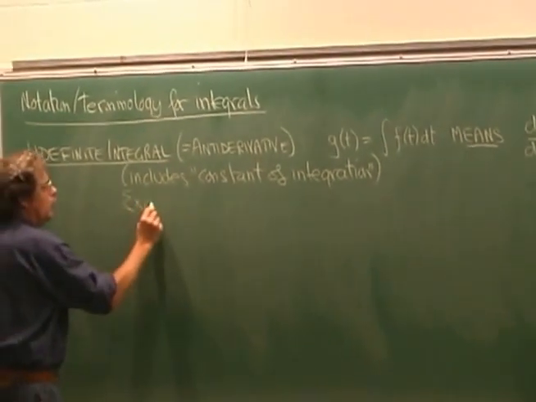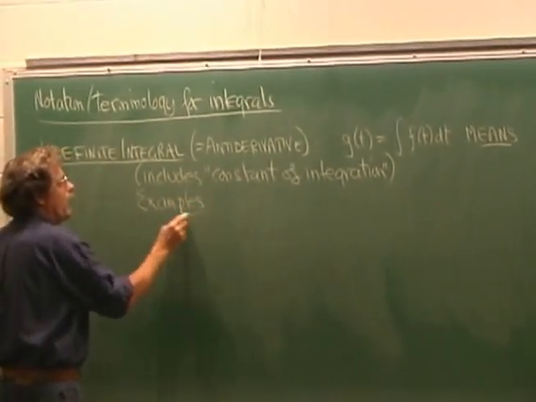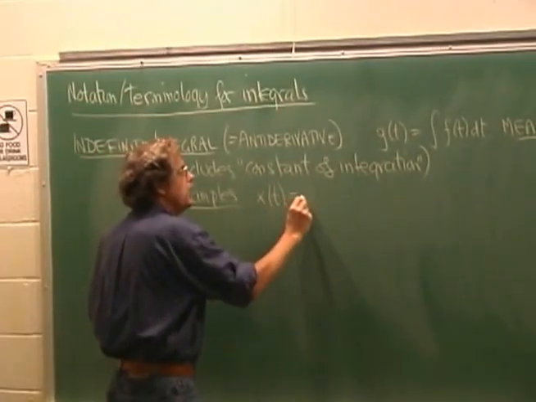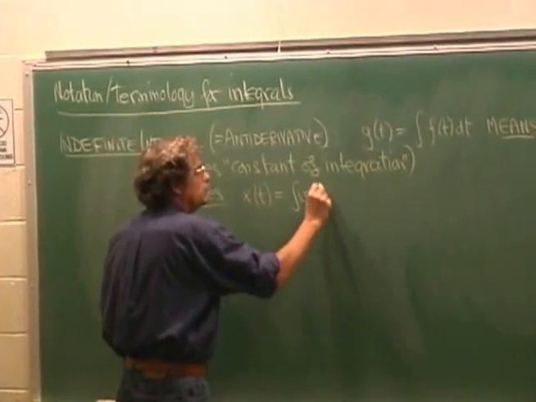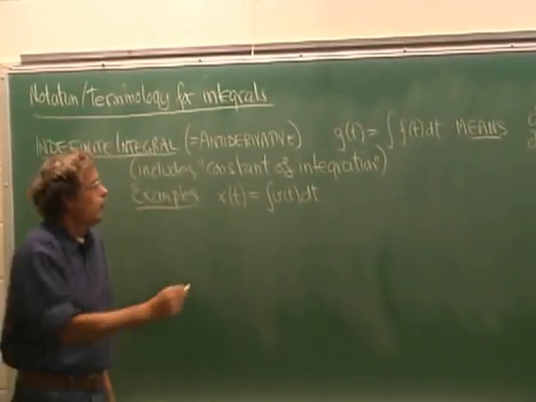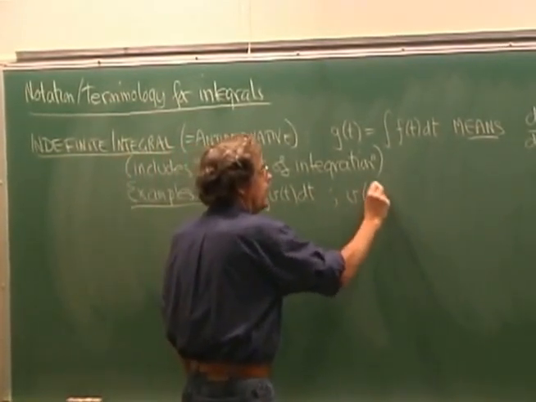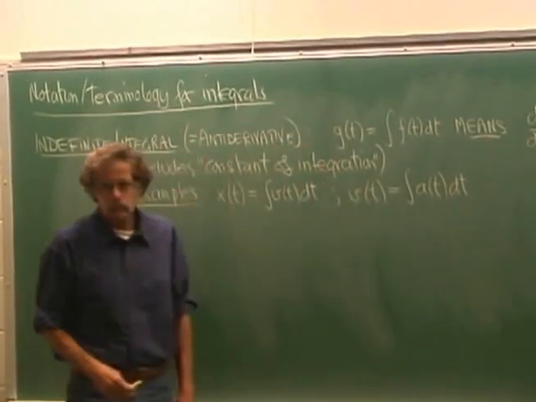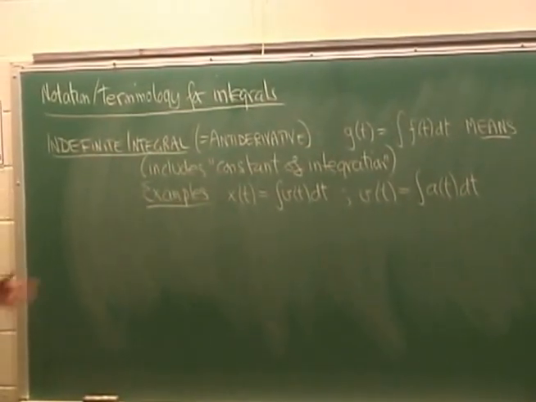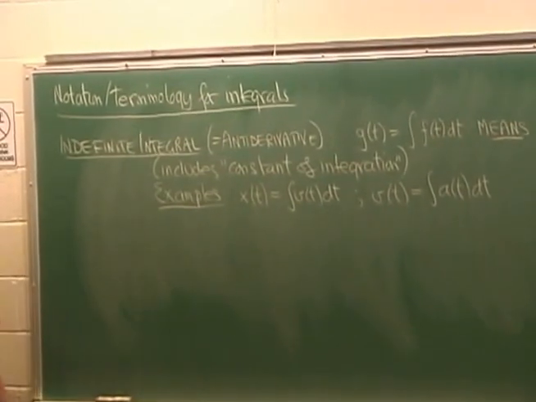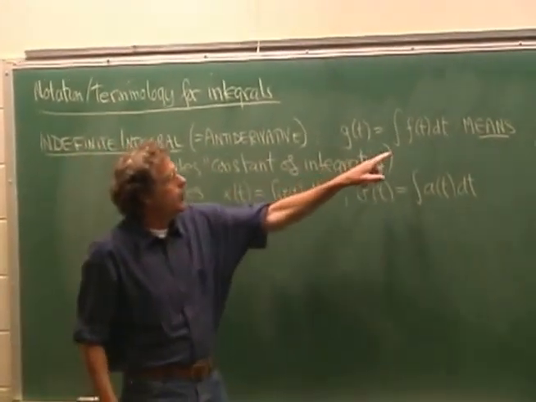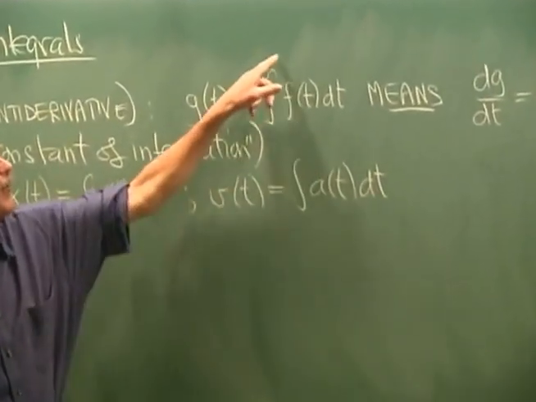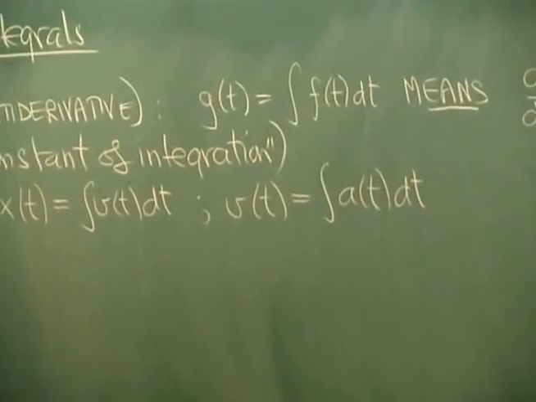Examples? Position is the integral of velocity. Velocity, in turn, is the integral of the acceleration. But in principle, you could have a million other applications for the indefinite integral. That's the indefinite integral. Note it's flagged by the absence of any numbers at the bottom and at the top of the integral sign.